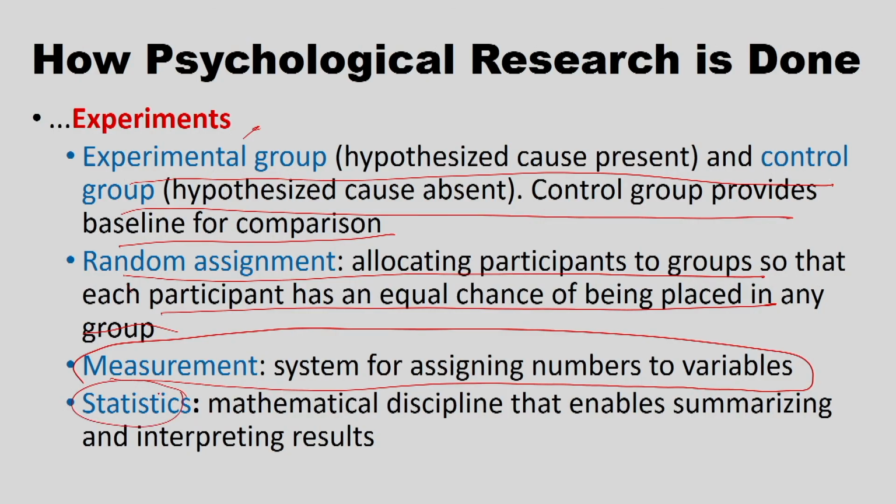And the last thing is statistics. Statistics is basically a way of finding out what is different or how to compare results across different groups. It is a mathematical discipline that enables summarizing and interpreting results. For example, in our case, when we found out the scores of different people from the coffee group, the tea group, the chocolate group, and then the water group, we did a simple statistical analysis. We could do a t-test, or we could just simply compare means.